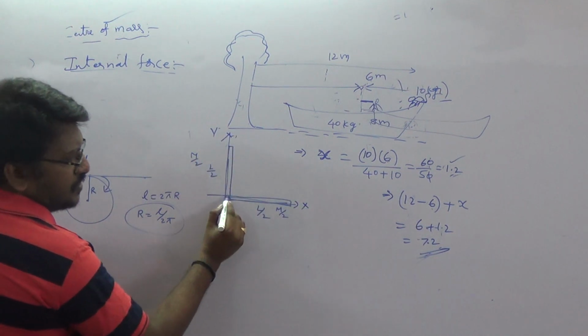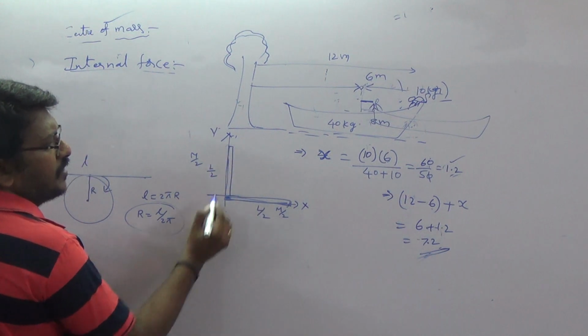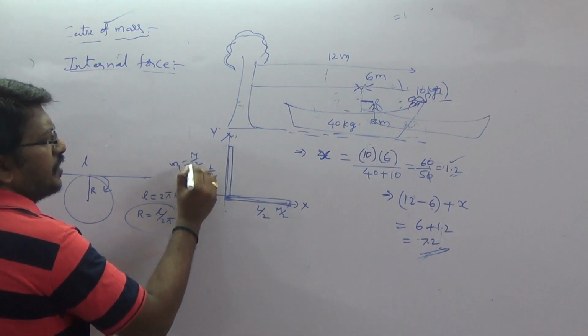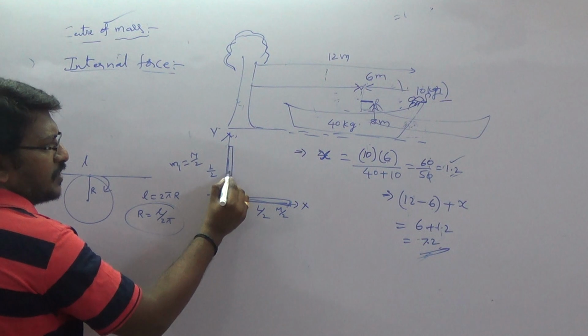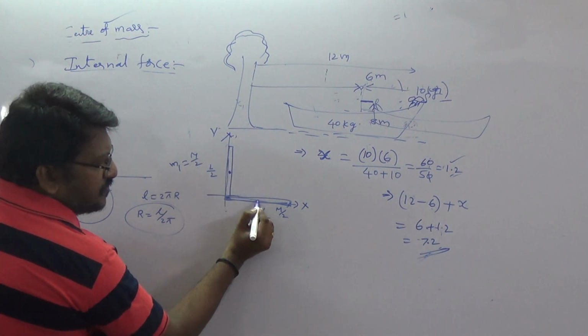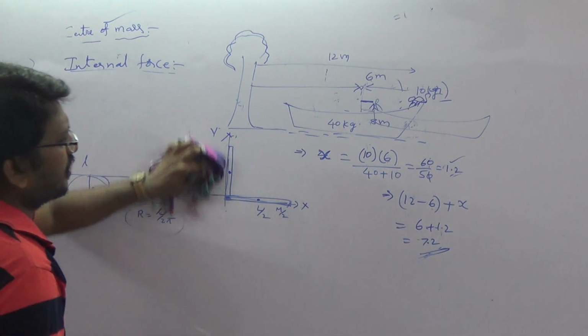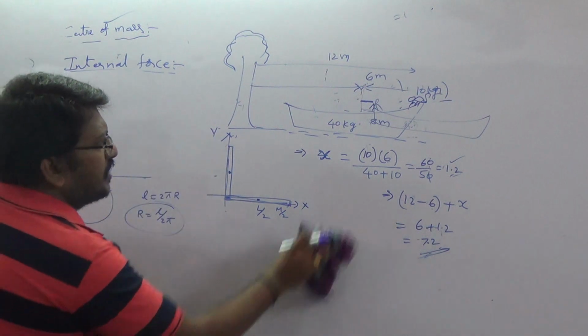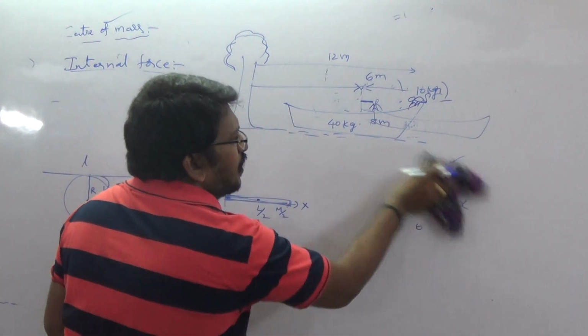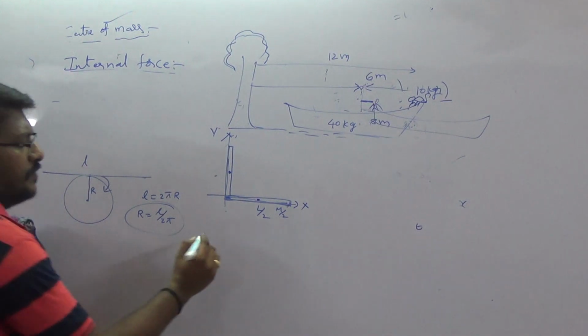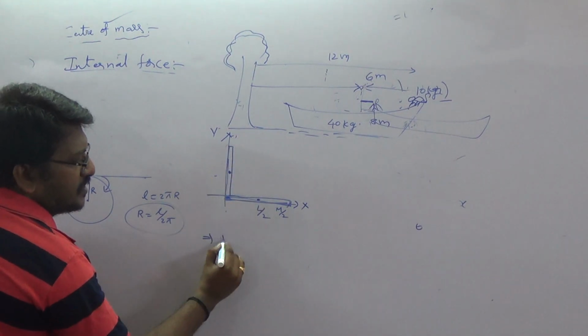X-axis, y-axis. This is the first particle. This is the second particle. So M1 is equal to M by 2. So the center of mass of this part, the center of mass of this part. Now I am considering these are the two particles. Now I am going to calculate by the decomposing method for this shape, two particles.